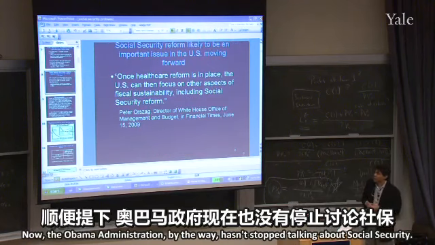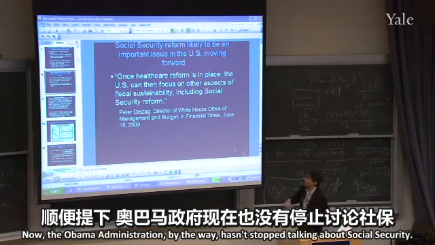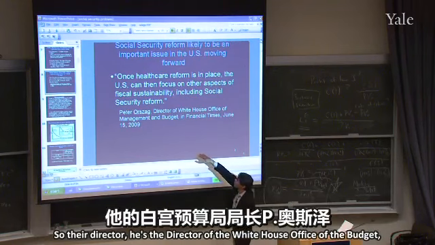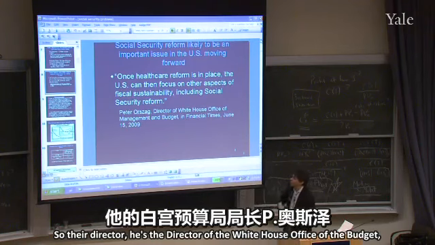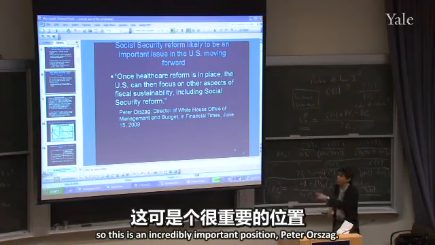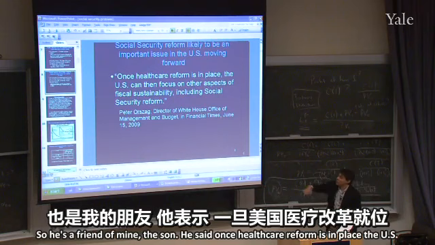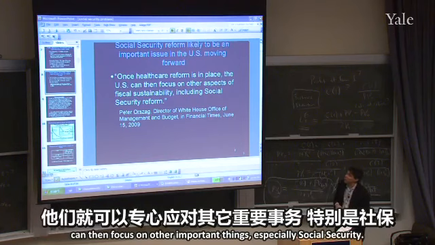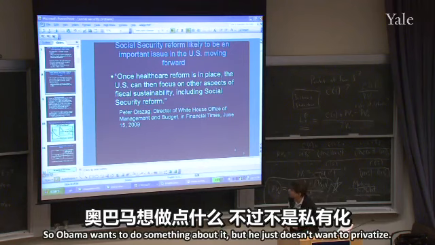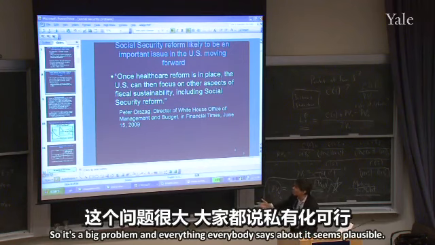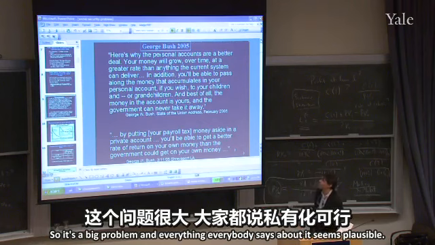Now, the Obama administration, by the way, hasn't stopped talking about Social Security. Their director of the White House Office of the Budget, which is an incredibly important position, Peter Orszag, the son of a math professor here, a friend of mine, said that once health care reform is in place, the U.S. can then focus on other important things, especially Social Security. So Obama wants to do something about it, but he just doesn't want to privatize. It's a big problem, and everything everybody says about it seems plausible.